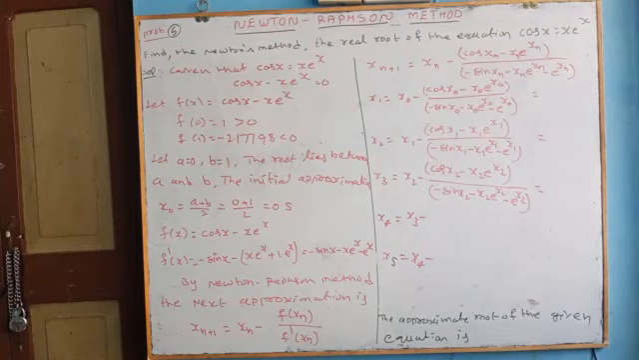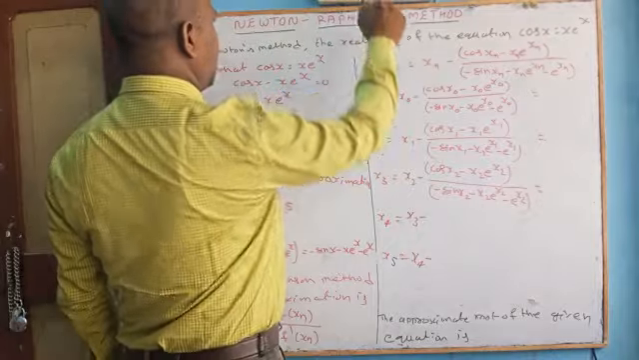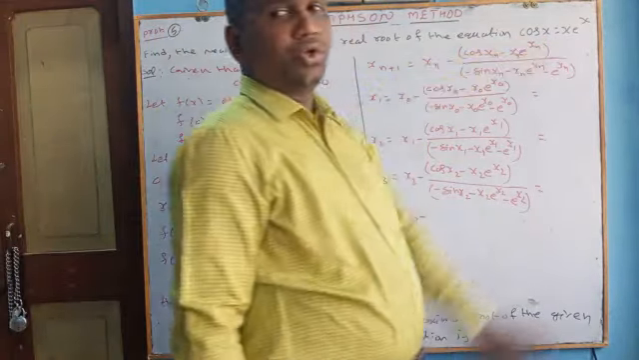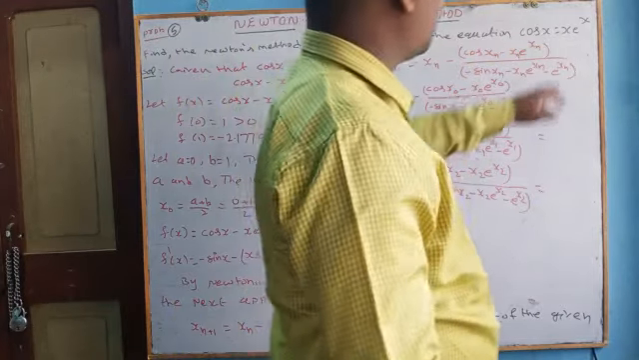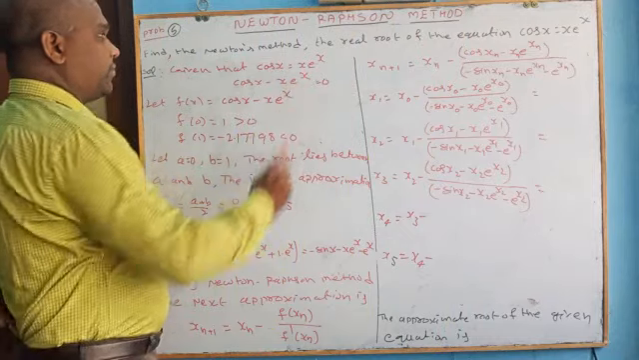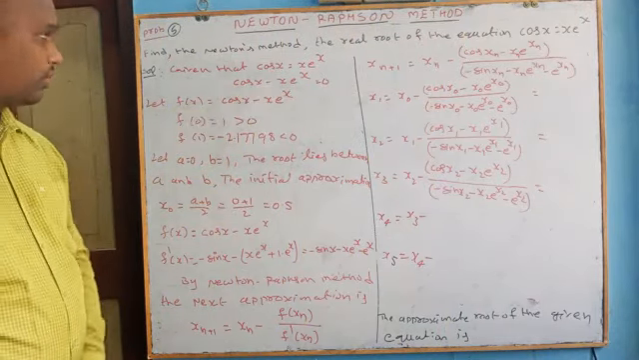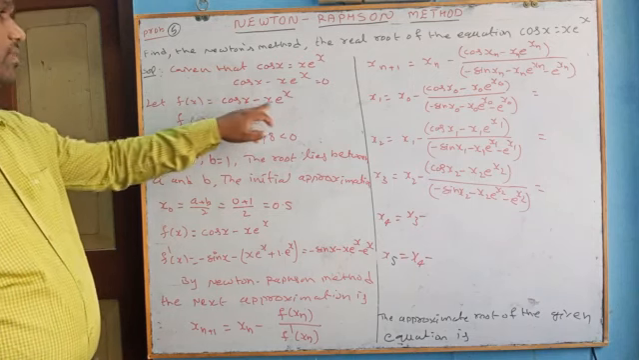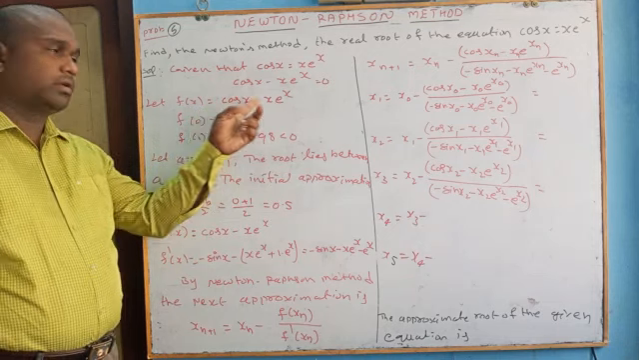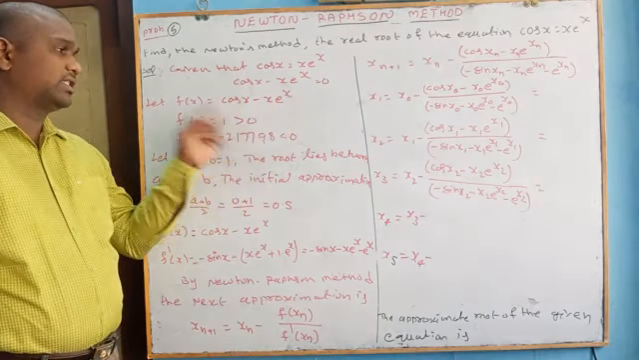Okay, next problem, the fifth problem. Find the real root of the equation cos x is equal to x e power x using Newton's method. Given cos x is equal to x e power x, taking x e power x to the left side, cos x minus x e power x is equal to 0, and f of x is equal to cos x minus x e power x. First put x is equal to 0: cos 0 is 1, and 0 into e power 0 is also 0, so totally 1, which is greater than 0.